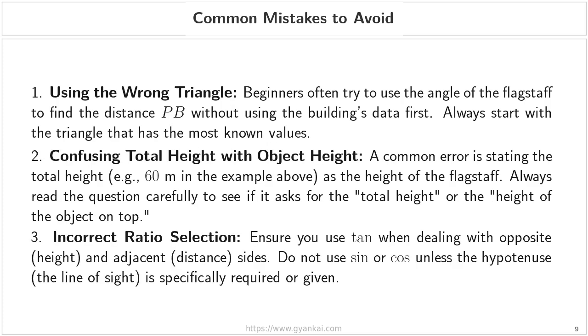Finally, pay close attention to your ratio selection. When you are dealing with the opposite side, which is the height, and the adjacent side, which is the distance along the ground, you should be using the tangent ratio. Do not use sine or cosine unless the problem specifically provides or asks for the hypotenuse, which is that line of sight from the observer to the top of the object. If you can avoid these 3 traps, you will find these multi-object problems much more manageable.